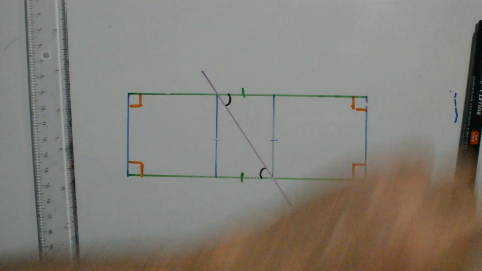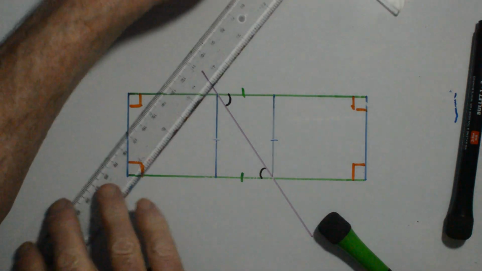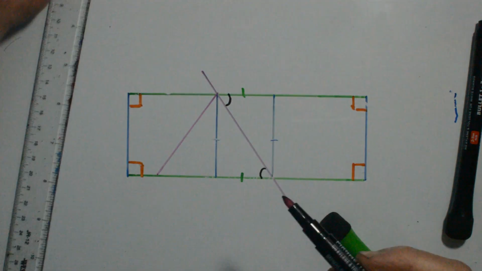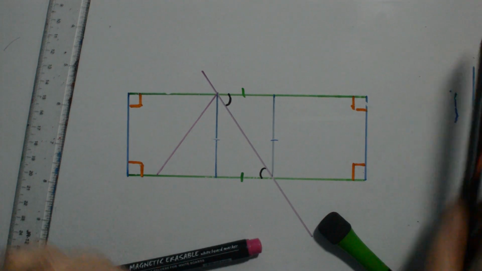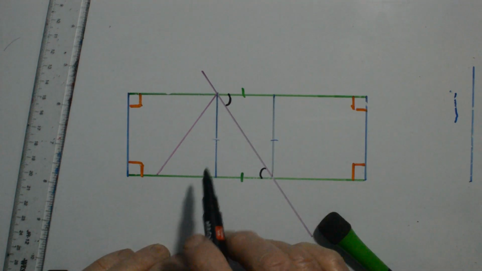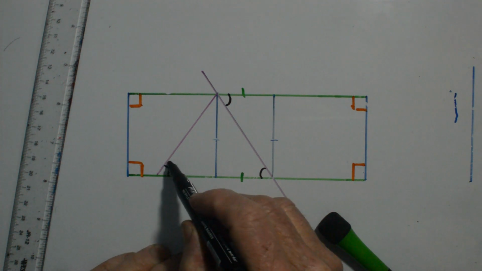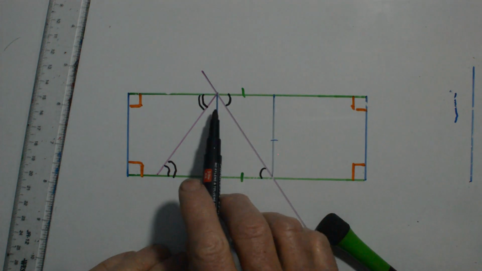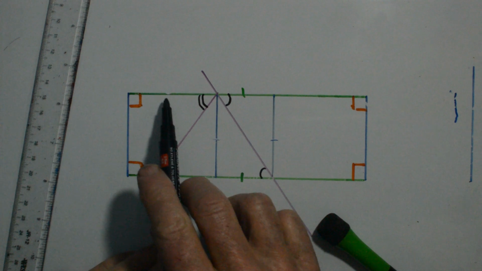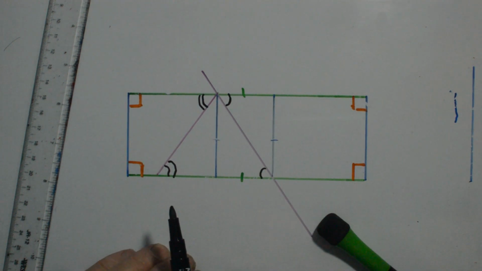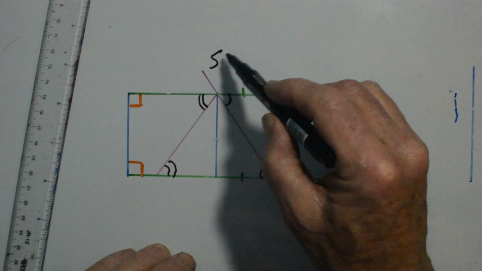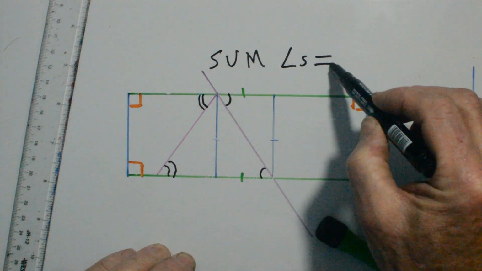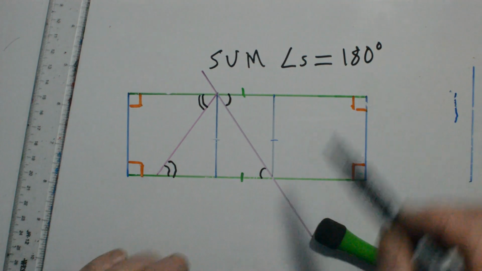Now I'm going to go one more step here. Draw a triangle. And now we know this angle equals this angle. So this angle plus this angle plus this angle are a straight line, or 180 degrees. So the sum of the angles equals 180 degrees.